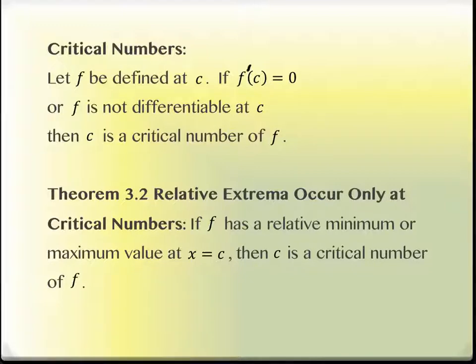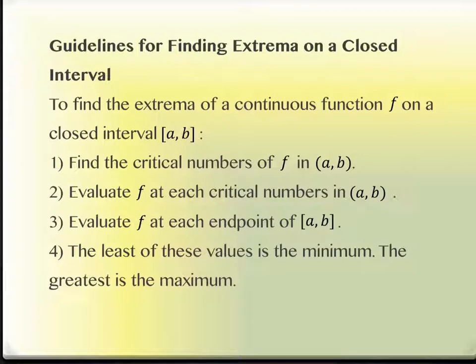Okay, so how do we go about finding these locations? That's actually where we're headed next. Some guidelines for finding extrema on closed intervals. To find extrema of a continuous function on a closed interval, we find the critical numbers. So what does that really mean? Well, it typically means we take the derivative, set it equal to 0, and solve it.